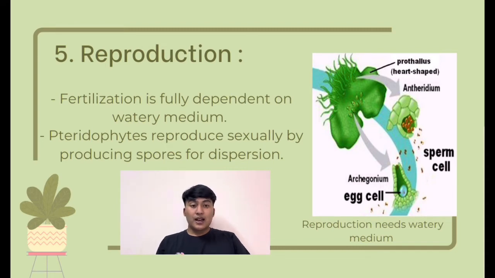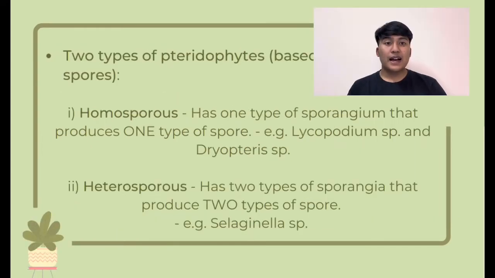The flagellated sperm cells must swim through a film of water to reach the egg cells. Pteridophytes reproduce sexually by producing spores for dispersion. There are two types of Pteridophytes, which are homosporous and heterosporous. Homosporous is one type of sporangium that produces one type of spores.